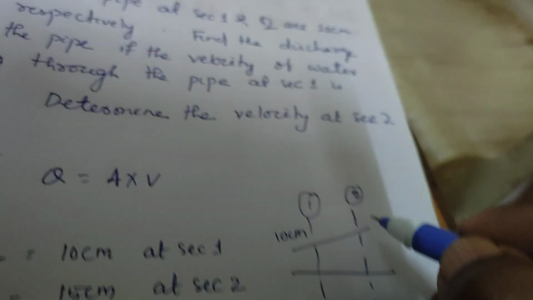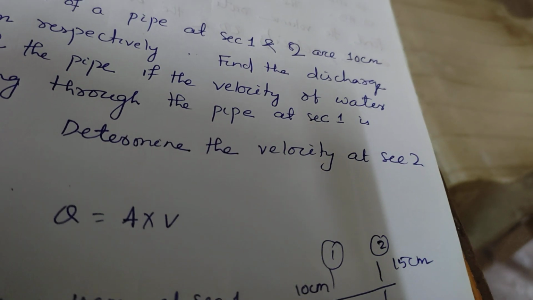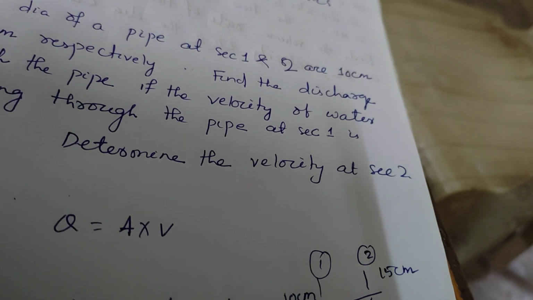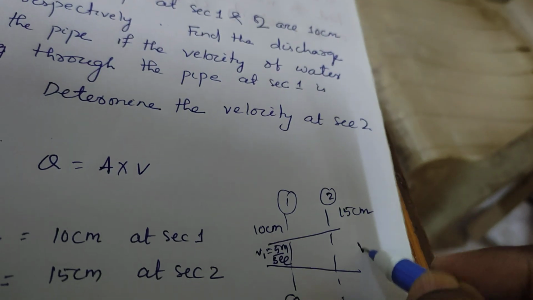So we know the formula is Q equal to AV, or we can write Q equal to A1 V1 equal to A2 V2. That means discharge at section 1 and section 2 is the same. So here the diameter is 10 cm and here the diameter is 15 cm. Here the velocity is how much? 5 meter per second. Here the velocity is to be calculated. So first determine the area.